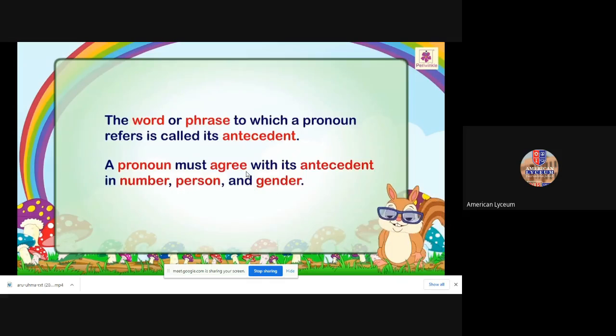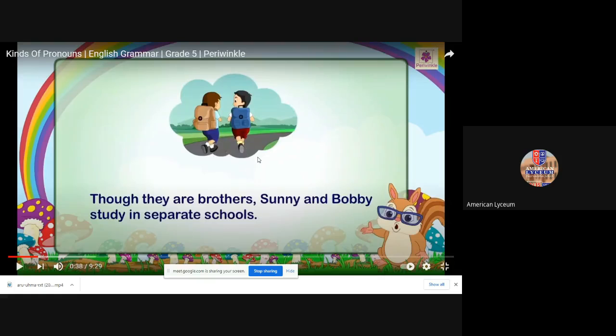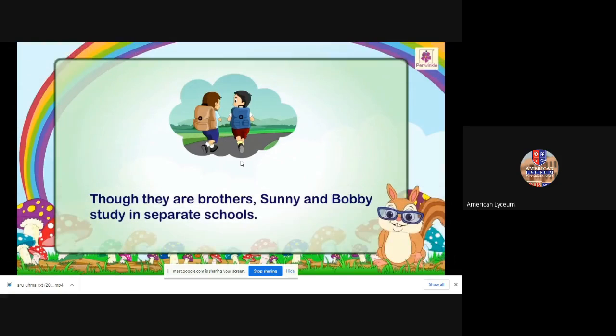For example, though they are brothers, maybe it must be your signal problem because my sound is full over here. Sunny and Bobby study in separate schools. Here, pronoun they refers to antecedent Sunny and Bobby.